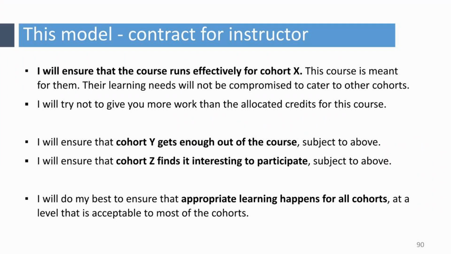Now comes a very interesting part of this model, which is a contract. This is very crucial. Because there's a very diverse set of people, we don't want people vanishing from the class, because then the whole project collapses.